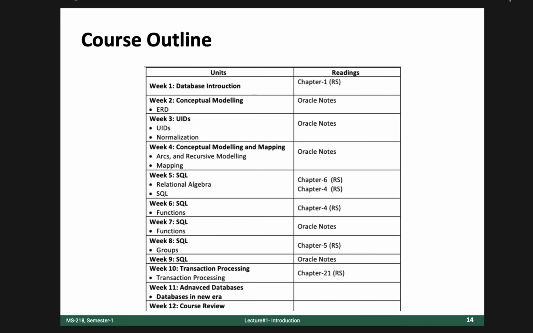For conceptual modeling, we can use different notations, UML diagrams, but the famous one for relational databases is the ERD, entity relationship diagram. We will study this later on. Then we will see in week 3 what normalization in databases is. And then we have to map the conceptual modeling into logical modeling, logical mapping. And then from week 5 to week 8, we will be learning SQL, structured query language.